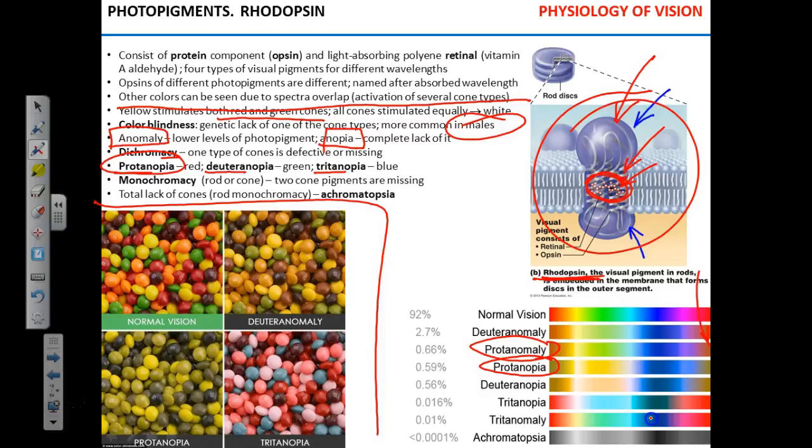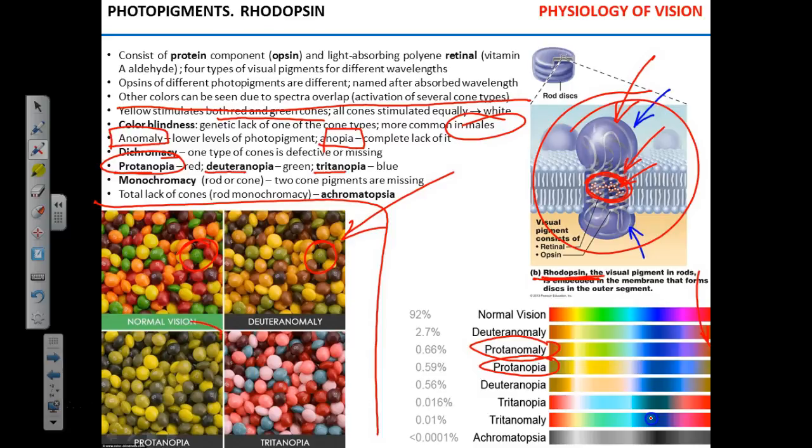I love this picture. So the person with deuteranomaly, the person who doesn't see green as well, that's the perception. So you see, that's the green skittle, and that's the green skittle. It's still green. It's not as green as it can be. Does that make sense?